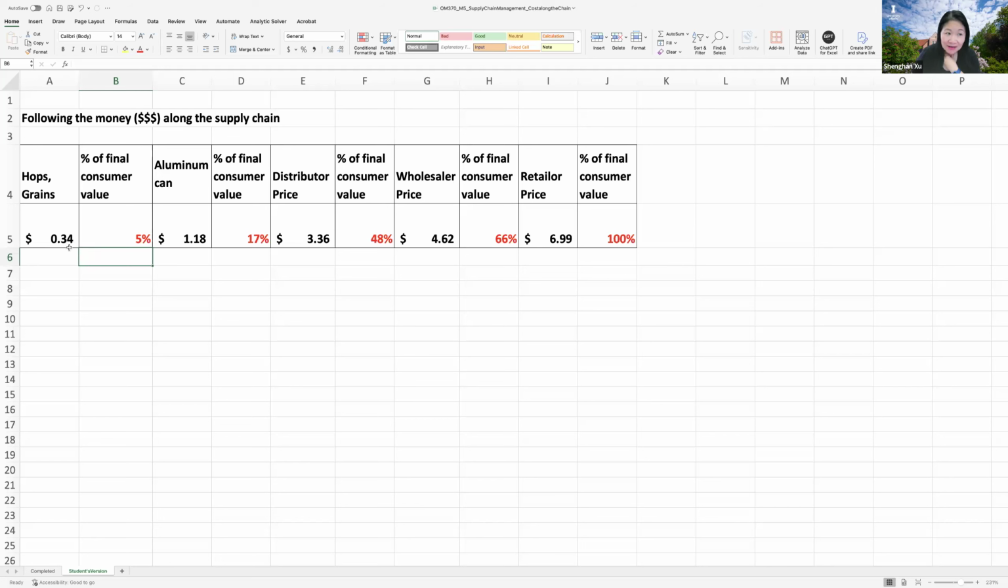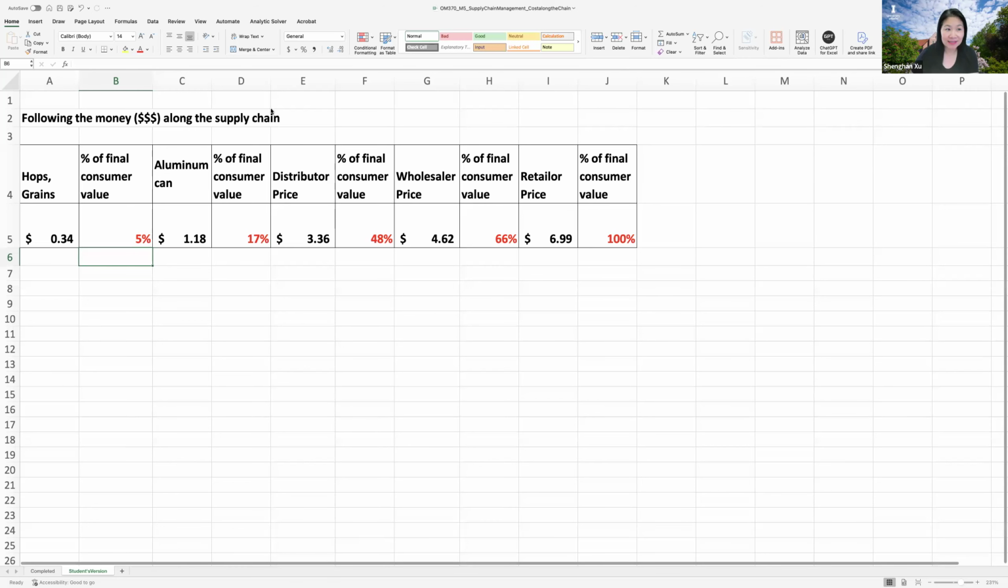And that's essentially following the money along the supply chain, and it gives us some idea in terms of operational improvement and cost reduction. We really need to focus on the consumer end of the supply chain. Okay. And that's about it.